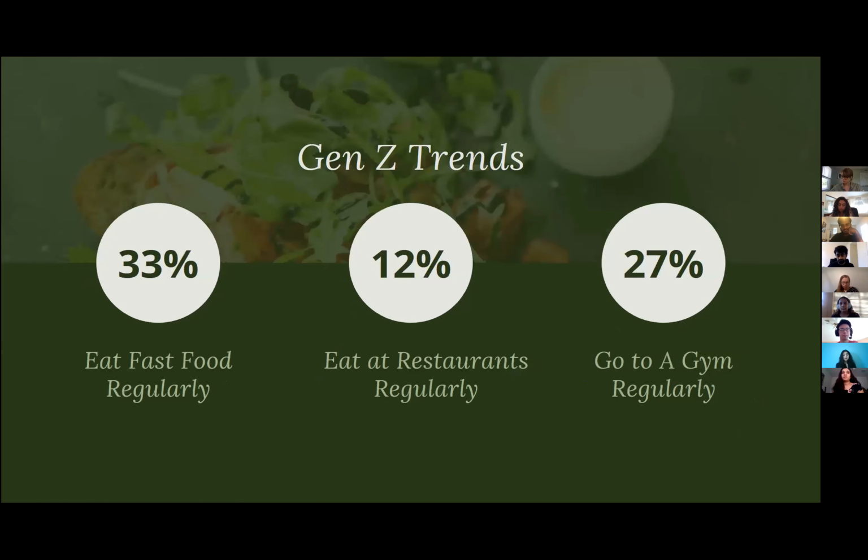So these are the Gen Z trends, and by that we mean we collected secondary research in order to get more context on the topic of our project. So among college students, we discovered that 33% of them eat fast food regularly, 12% eat at restaurants regularly, and 27% go to a gym regularly.